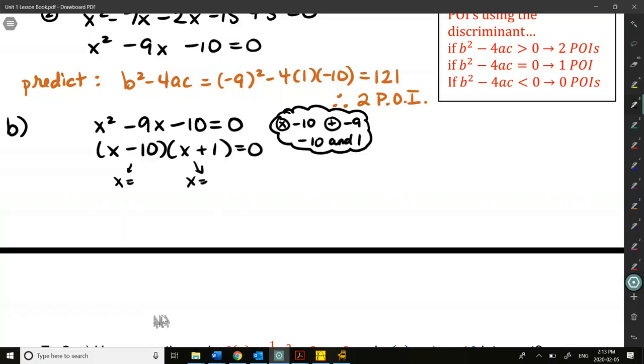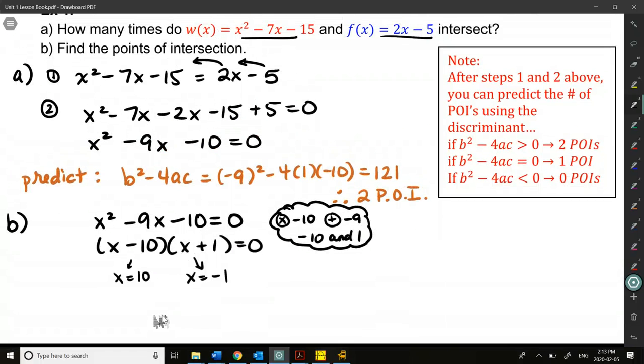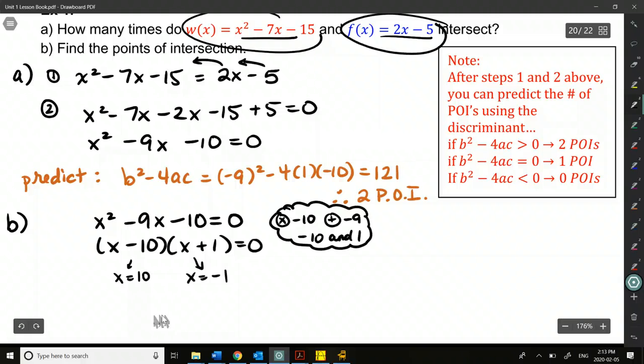Okay, it's similar to x-intercepts, right? So here x equals 10, and here x equals negative 1. Okay, these are not x-intercepts. These are the x-coordinates of the points of intersection where the line crosses the parabola. So what I need to do is I need to sub these x's back into one of these two functions. It doesn't matter which one I choose because if I found the correct x's, they should both have the same y-coordinate. That's where they cross, right?